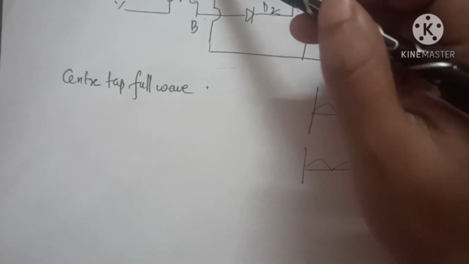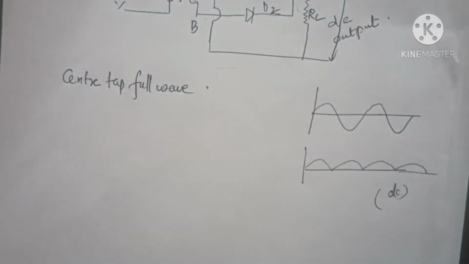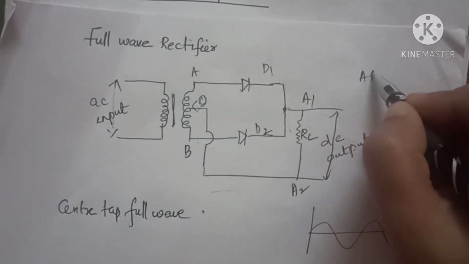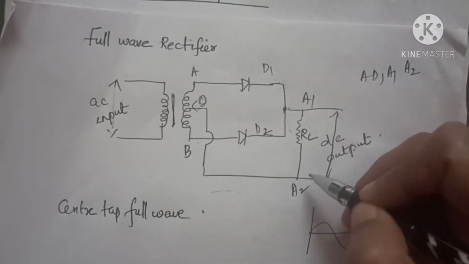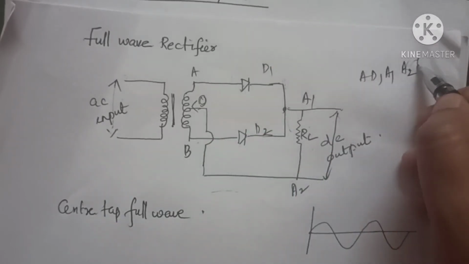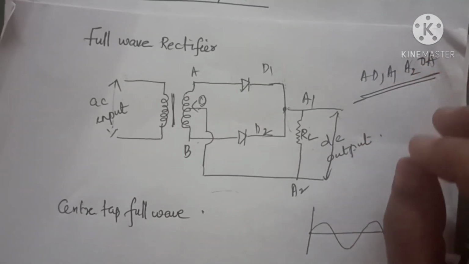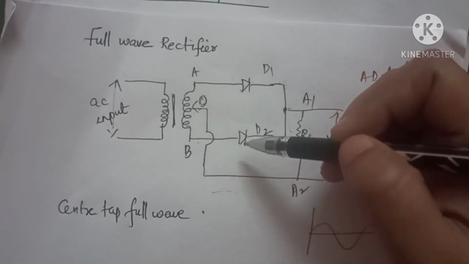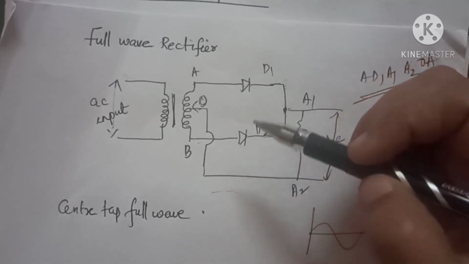Yes, it will flow like this, that is A, then D1, then A1, A2 and finally OA. Understood? So this is the path through which the current flows. During this time, when the diode D1 is forward biased, diode D2 is reverse biased, so it does not conduct the electric current.